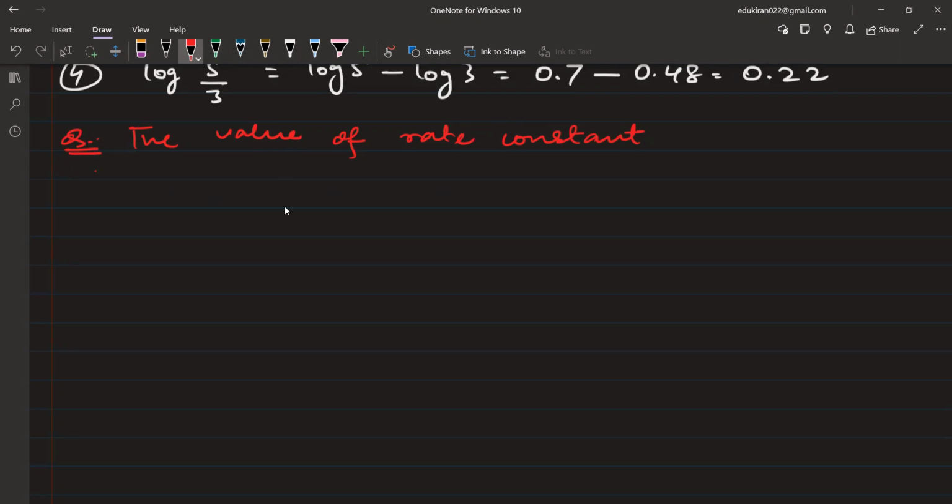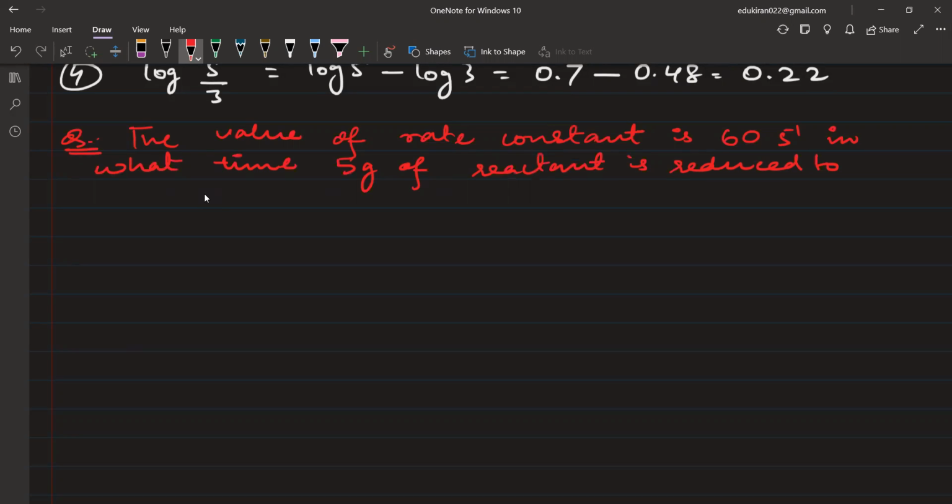The value of rate constant is 60 per second, or 60 second inverse. The question is, in what time five grams of reactant is reduced to 3 grams. ठीक है, the questions are very simple but it is very like हमको याद है, like I remember.